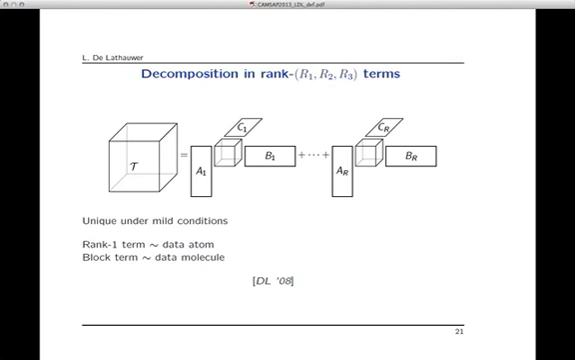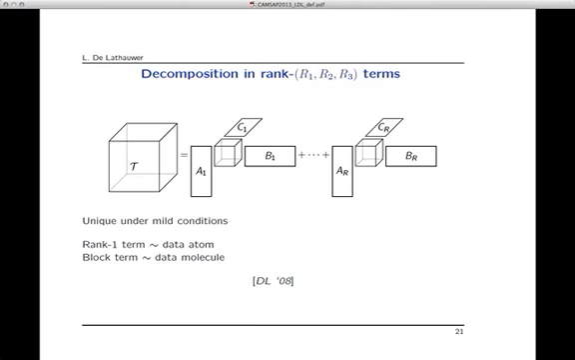I was quite happy when I found this. So one analogy, I'm exaggerating, but it's nice to see what is going on here. You can see that a rank 1 term, in fact, is an atom of data. It's a constituent element, and everything can be reduced to rank 1 terms, and you cannot reduce it further.